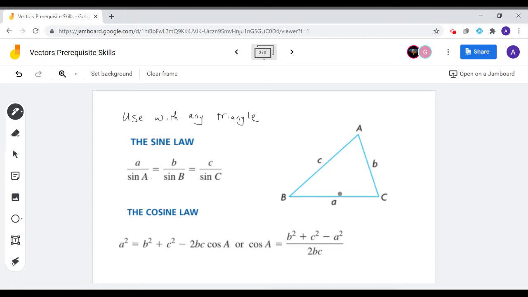So notice here that to use the sine law, we label the triangle with angles in capital letters and sides in lowercase letters, and that angle A is always opposite from side a. Angle B is opposite from side b, and angle C is opposite from side c. So if I want to use the sine law, I need to fill in at least one of these fractions, which means I need to know at least one angle and the side opposite from it.